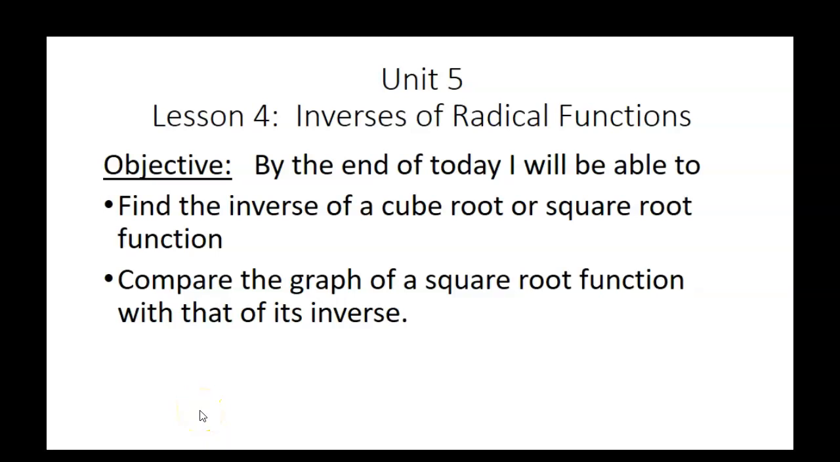All right, so we're looking at finding inverses and graphing them. So this whole chapter has been about radical functions, right? So we're going to be finding the inverses of these cube root functions and these square root functions.